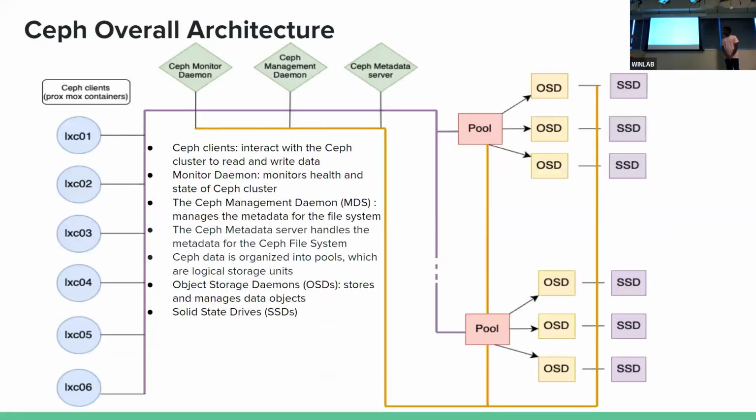Here we have the CEPH overall architecture and its components. First, we have the CEPH clients, which interact with the CEPH cluster to read and write data. Next, we have the monitor daemon, which monitors the health and state of the CEPH cluster. Then we have the CEPH manager daemon, which manages the metadata for the file system. Then we have the CEPH metadata server, which handles the metadata for the CEPH file system. CEPH data is also organized into pools, which are logical storage units. Then we have the OSDs, which are our object storage daemons, which store and manage data objects. And then we have the solid state drives.